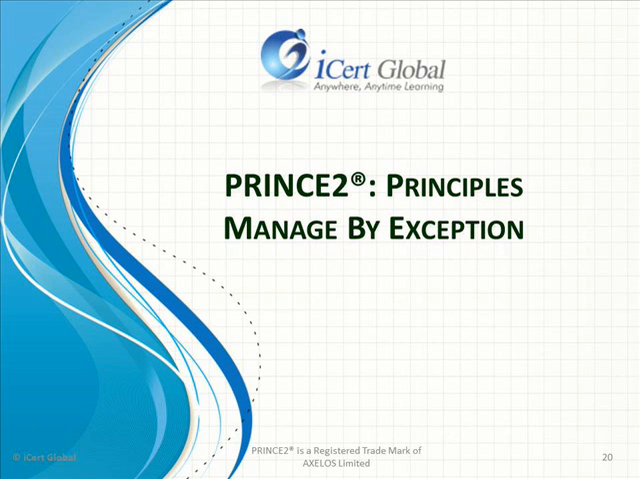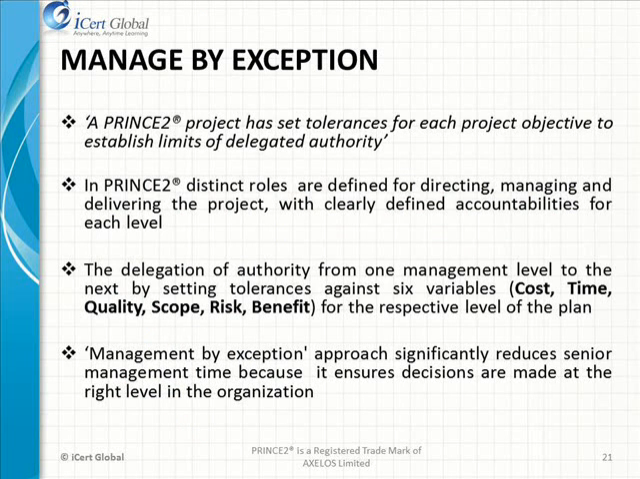PRINCE2 Principles. Manage by exception. The PRINCE2 definition for manage by exception is as follows. A PRINCE2 project has defined tolerances for each project objective to establish limits of delegated authority. Deviation from the planned course is communicated and action is initiated. Status reports can be sought at periods set by the managers to monitor and mitigate any unwanted developments.